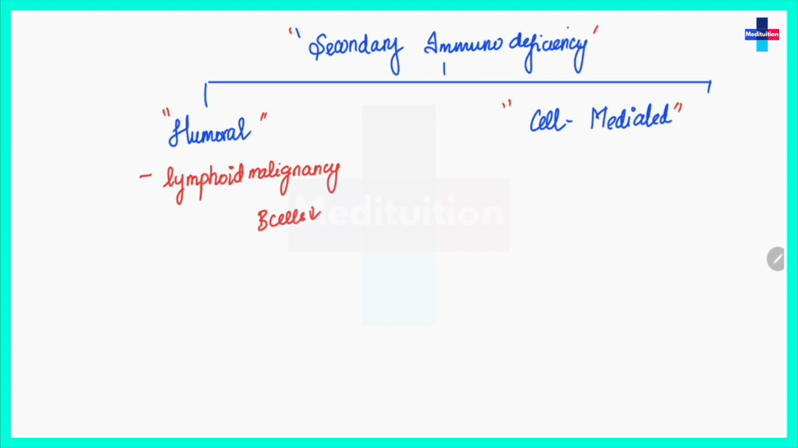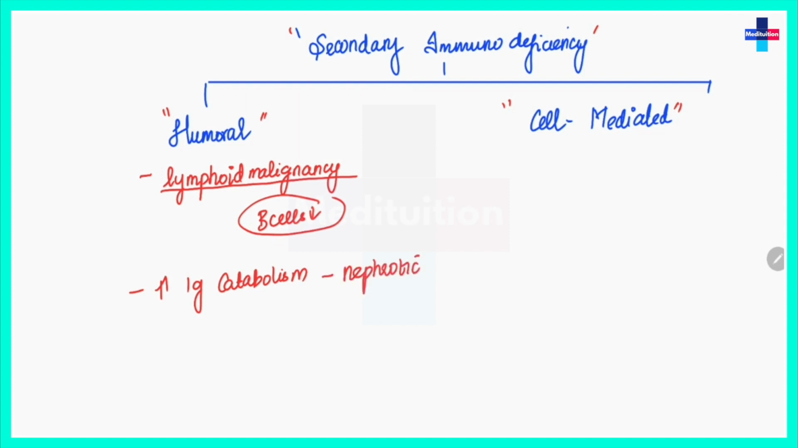So for example, in chronic lymphatic leukemia, which is also a lymphoid malignancy, there is going to be a depletion of B cells. Other than this, there can also be other reasons why humoral immunity is deficient. For example, there can be increased immunoglobulin catabolism. So this will happen in nephrotic syndrome. Because of this increased immunoglobulin catabolism, the immunoglobulin levels in the circulation will be decreased.